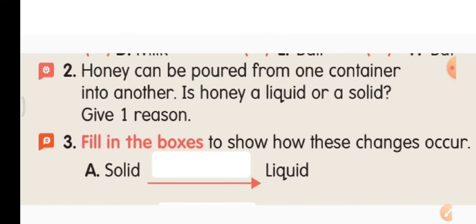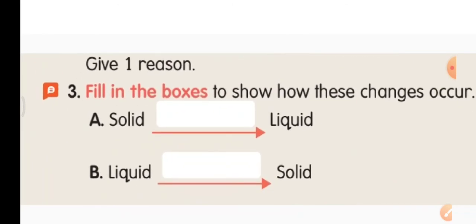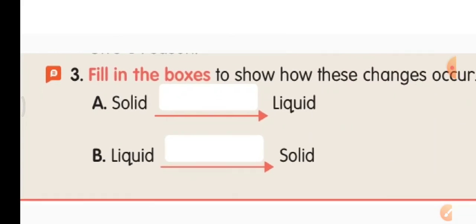Third question, fill the boxes to show how these changes occur. How can a solid become a liquid? In the white box you write on heating. Solid on heating will become liquid. Example, think about the ice cubes. If you heat them they'll become liquid. Then once again liquid, how does it become a solid? Once again liquid on cooling down. Okay, on cooling or freezing. Liquid on cooling or freezing becomes solid once again.